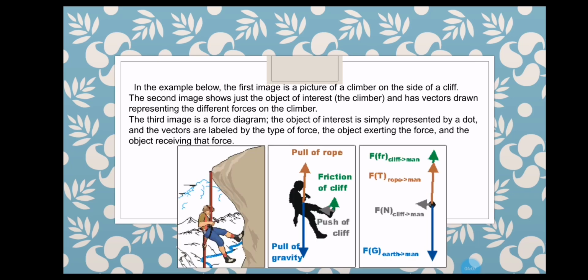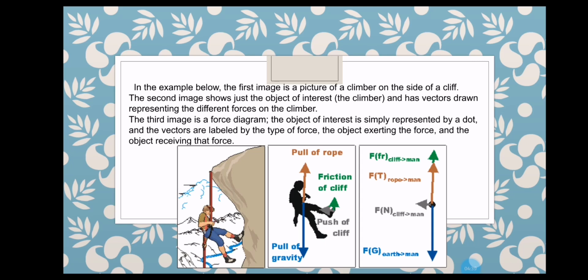Okay, we will take this example. In the example below, the first image is a picture of a climber on the side of a cliff. As you can see, this person is trying to climb on the side of the cliff. The second image shows just the object of interest, and it's only the person without the cliff and with the forces acting, and has vectors drawn representing the different forces on the climber. The third image is a force diagram.